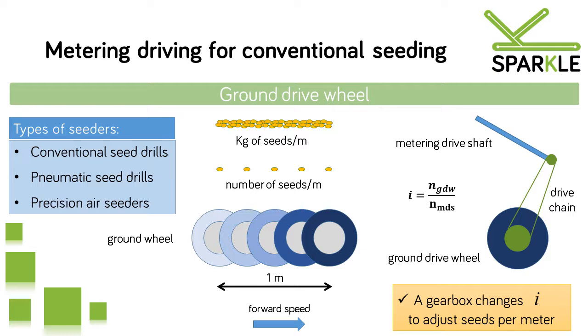For conventional driving, a ground drive wheel can be found connected through a drive chain to the metering drive shaft. A gearbox changes the ratio between the angular velocity of the wheel and the angular velocity of the shaft. Thus, the kilograms of seeds per meter, or the number of seeds per meter, is adjusted to reach the desired application rate.